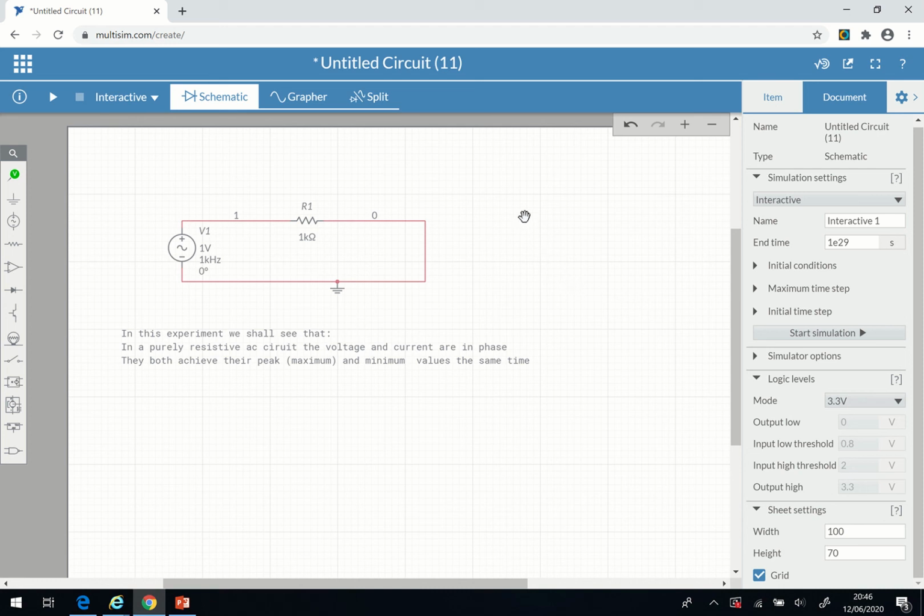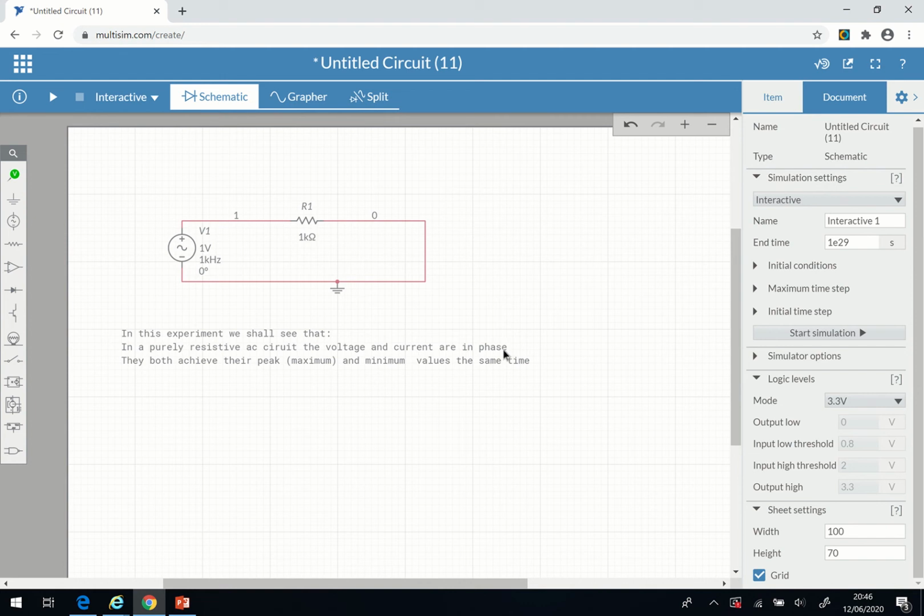Hello everyone. This video is about a purely resistive AC circuit. In this tutorial we shall see that in a purely resistive AC circuit, the voltage and current are in phase. What I mean by that is that the voltage and the current will both rise and fall together at the same time.